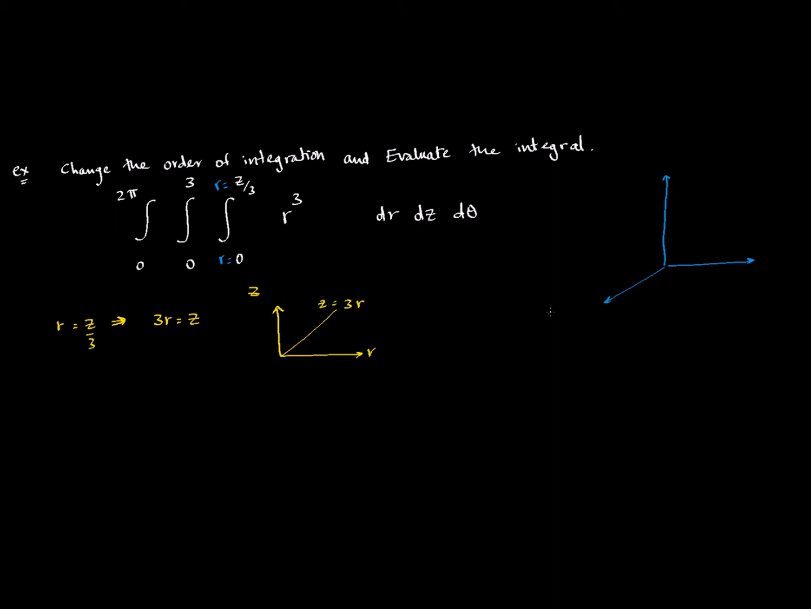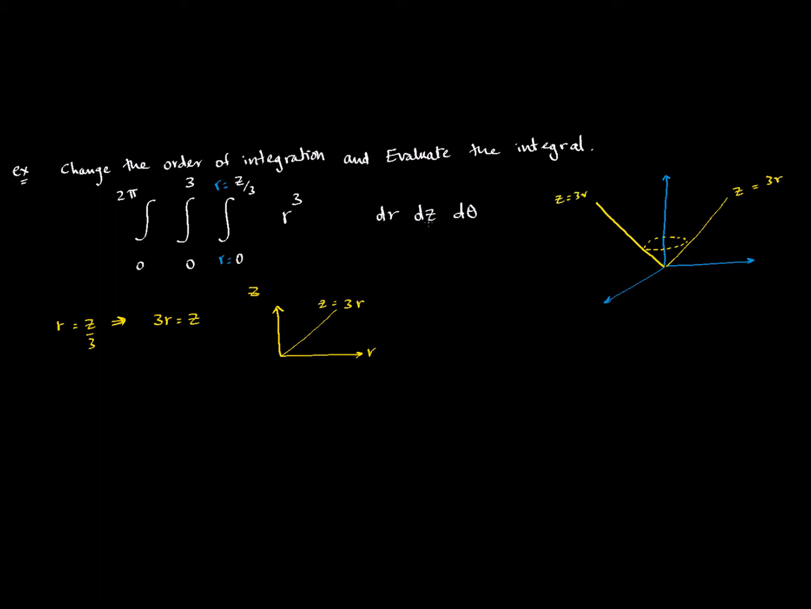And if you sketch this on the xyz plane, well, the radius can go in any direction. It goes radially outwards in all directions. And as we move radially outwards, the value of z increases, so this becomes an equation of a cone. And this over here, z is equal to 3r.